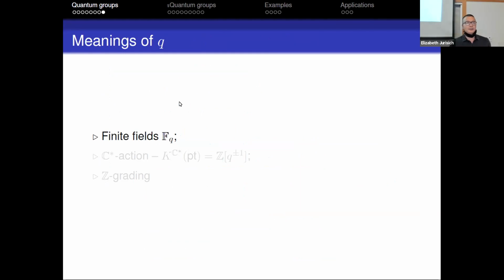Also, let me quickly add, there are different interpretations of the quantum parameter q. One, in the geometric construction, can be counting over a finite field, so the cardinality of the finite field. The other interpretation is in terms of equivariant K-theory, where q arises as the C-star action. And so if you do K-theory over a base point, you get the base ring, a Laurent polynomial ring. And a deeper interpretation yet about q is that it counts a Z-grading, okay? And this approach becomes clear in categorification.